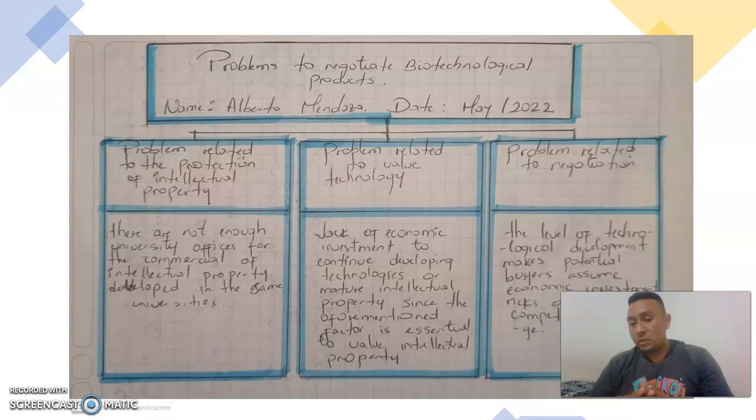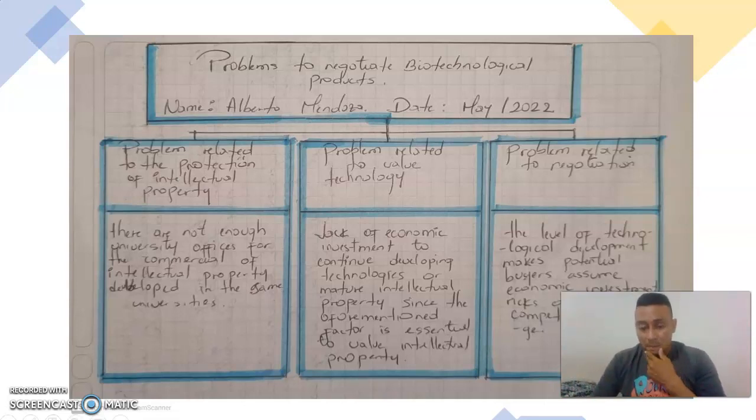The third answer is the problem related to the negotiation. My answer is the level of technological development makes potential buyers assume economic cost, investment risks, and have a competitive advantage.